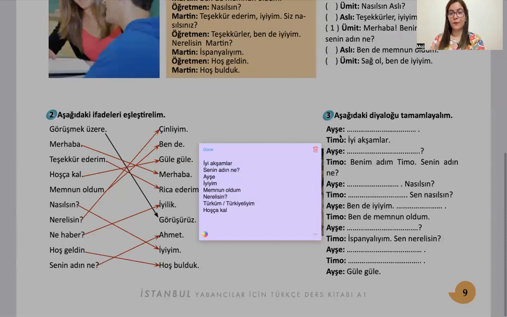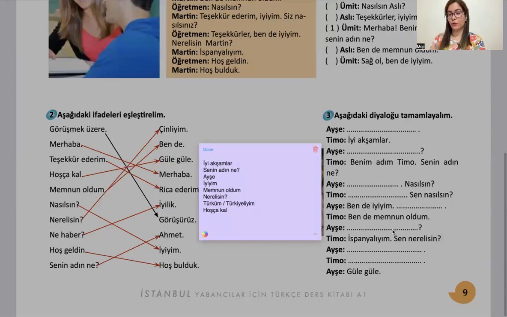Let me translate it. Ayşe: İyi akşamlar. Good evening. Timo: İyi akşamlar. Good evening. Ayşe: Senin adın ne? What's your name? Timo: Benim adım Timo, senin adın ne? My name is Timo, what is your name? Ayşe says, Ayşe. Ayşe: Nasılsın? How are you? Timo: İyiyim. Sen nasılsın? I'm good. How about you? Ayşe: Ben de iyiyim. Memnun oldum. I'm good too. Nice to meet you. Timo: Ben de memnun oldum. Nice to meet you too.